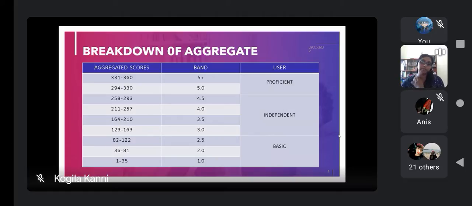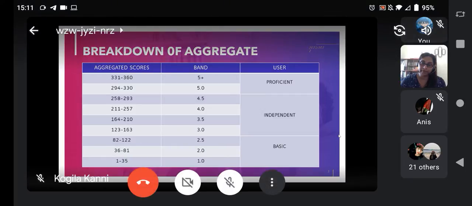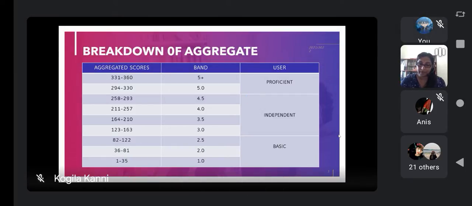However, it varies into two different bands. If you can see, band 3 and band 4, and you have upper band 4 and lower band 4, the same thing, upper band 3 and lower band 3. So it has two different bands over there that categorize you as an independent user. However, you have the higher proficiency and the lower proficiency level. You can see over there very clearly stated. So your score will determine this.